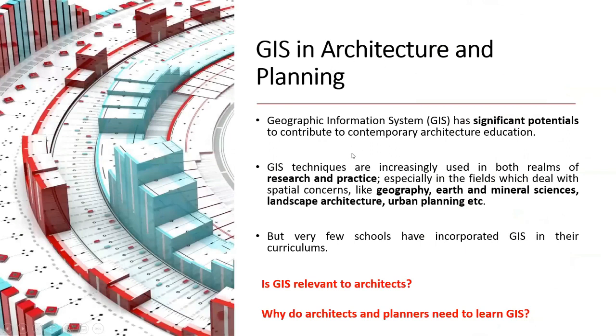GIS in architecture and planning. GIS has significant potential to contribute to contemporary architecture education. It is increasing in both the realms of research and practice, and it deals with geography, earth and mineral sciences, landscape architecture, urban planning, etc. But even though these technologies are very highly demanded in the current market, very few schools have incorporated GIS and remote sensing in their curriculums. It is still lacking in the curriculums.